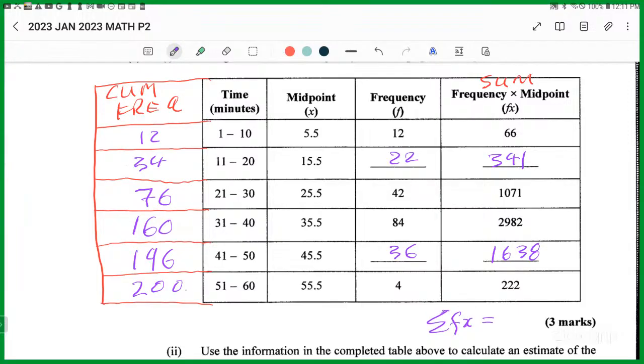And then the sum of fx, to get the mean. They won't ask for this column unless they ask you to find the mean. So I need to add up all these values. We know the total is 200. If you want, you can add up the frequencies, and it must be 200. So the sum of f, which is n. N is the sum of f, which is 200.